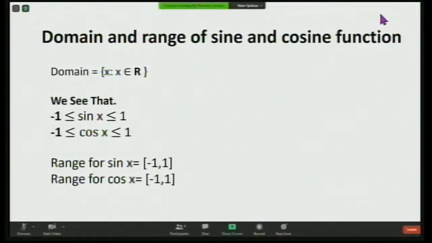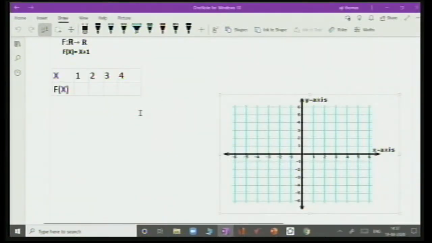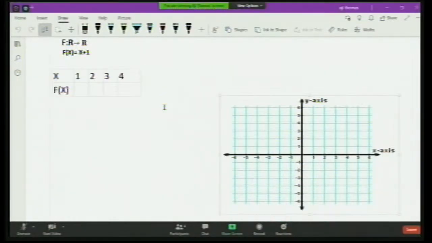So first of all, we are going to see how to draw the graph, or how to plot the graph of sine x and cosine x. Then we will come to the other trigonometric functions. So this is all we have done in the last session. Before that, we should have an understanding of what is a graph of a real valued function. To get an understanding of a graph, I'm going to do just a fast revision of what we have done.